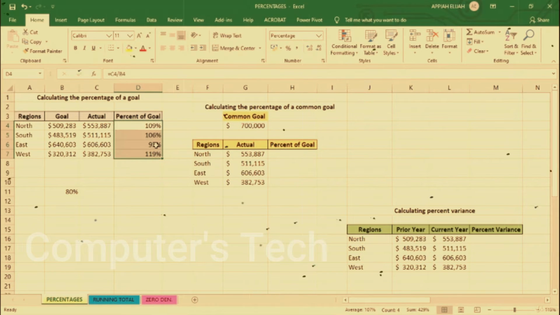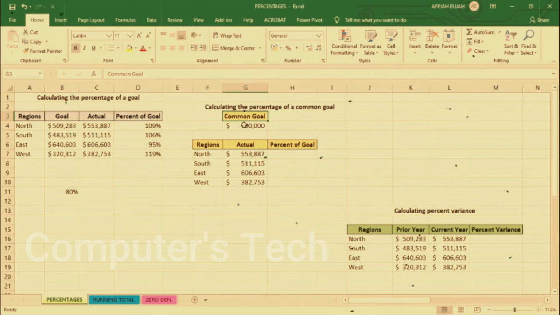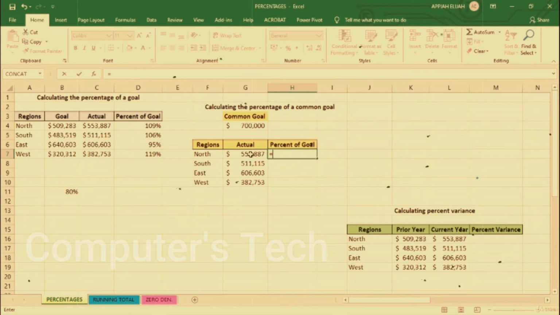Now, alternatively, if you need to compare actual values to a common goal, for instance, in this particular table, we have a common goal which is $700,000, and we want to compare the actual to the common goal. And so recall what we learned about referencing format. When we use the absolute reference to a common goal, here we type into the formula an equal sign, then G7, then we divide by, so we are going to use this one as our relative reference. This will become our absolute reference.